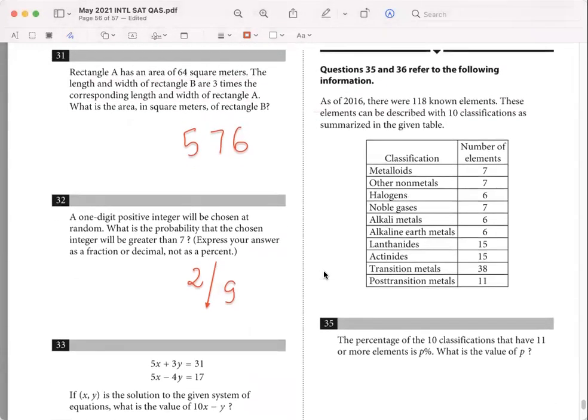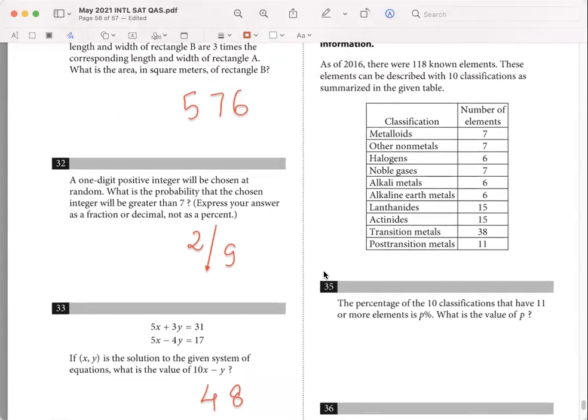As of 2016, there were 118 known elements. These elements can be described with 10 classifications as summarized in the table below. The percentage of the 10 classifications that have 11 or more elements is p%. Okay, 11 or more. So I have this, this, this, this. So there are 4 classifications out of 10 that have 11 or more. So that's 40%. So p is 40.